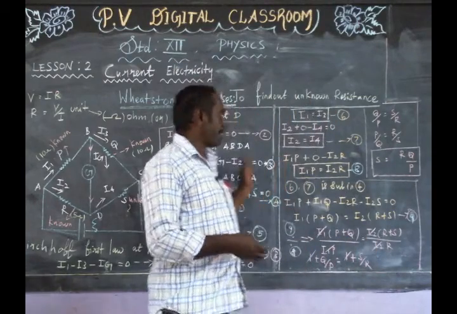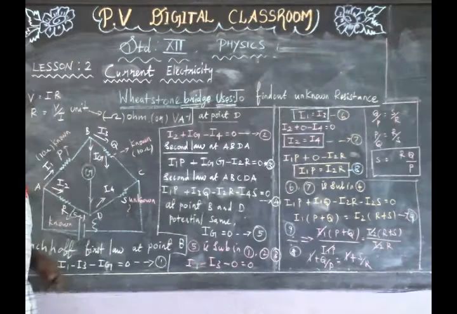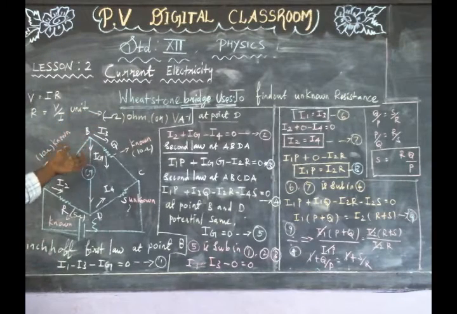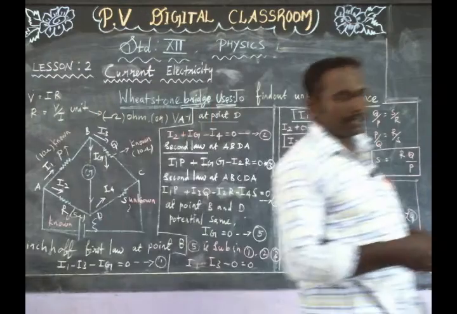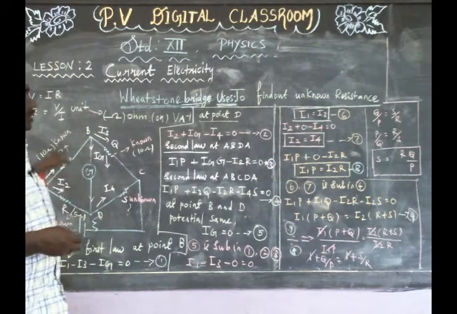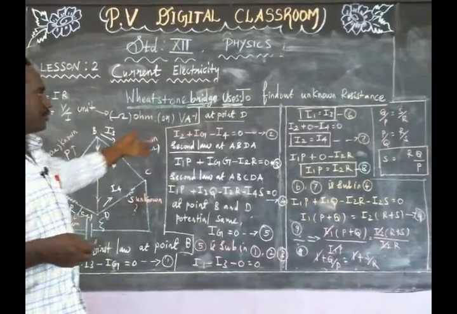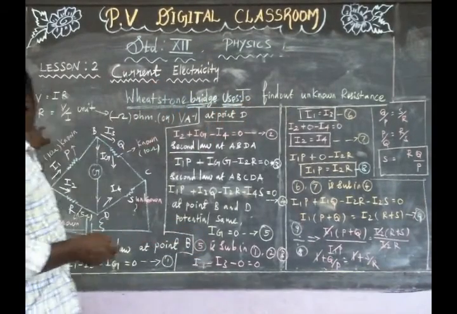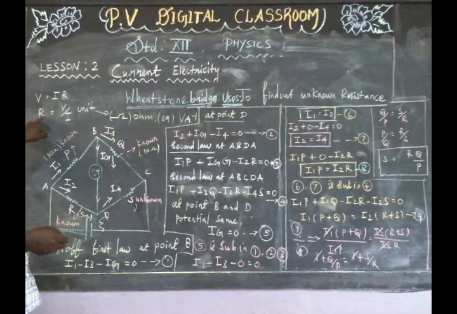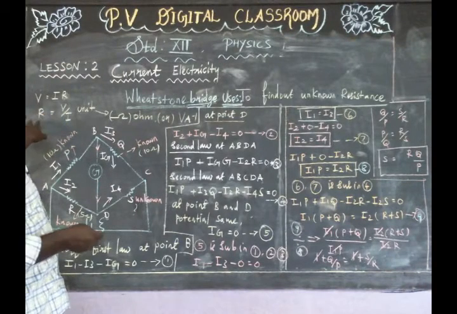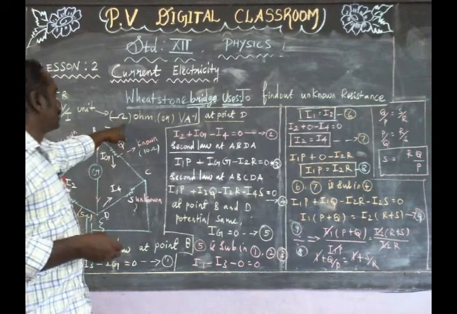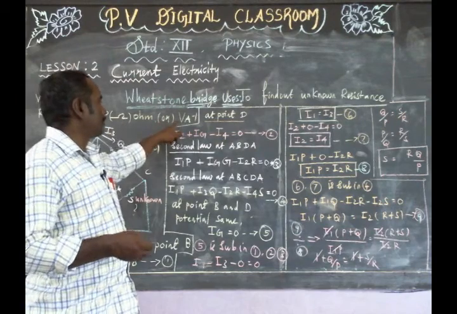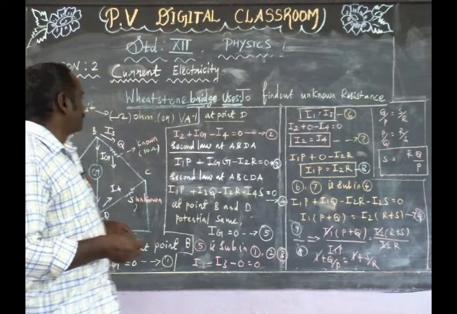This is the unknown resistance. Wheatstone bridge is used to find out unknown resistance in an electric network. An important application of Kirchhoff's rule is the Wheatstone bridge, used to find the unknown resistance. Resistance represented by R is equal to V by I. Resistance means the ratio of voltage and current, and the unit is ohms. Another unit is volt ampere power minus 1.